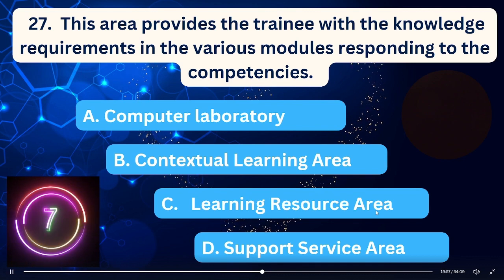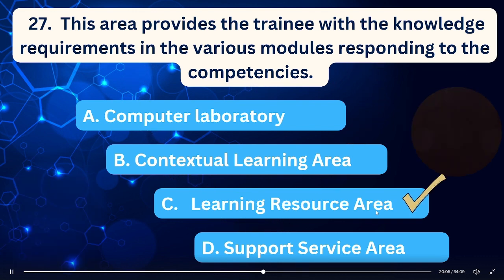B. Contextual learning area. C. Learning resource area. D. Support service area. The answer is letter C, learning resource area. This area provides the trainee with the knowledge requirements in the various modules responding to the competencies.